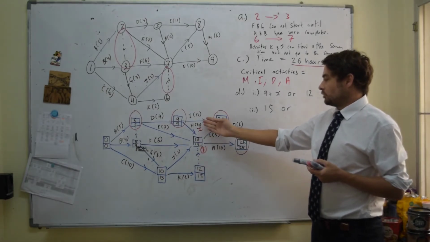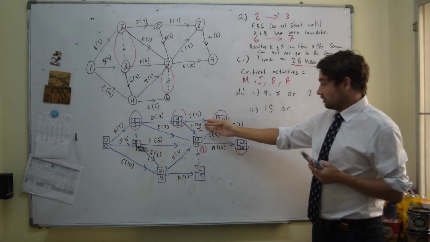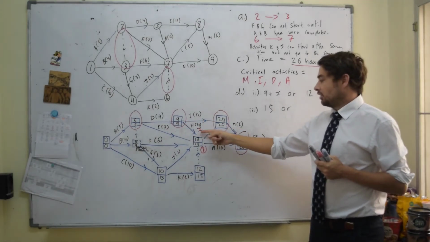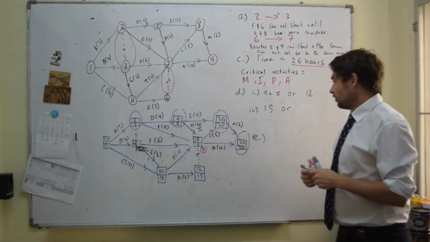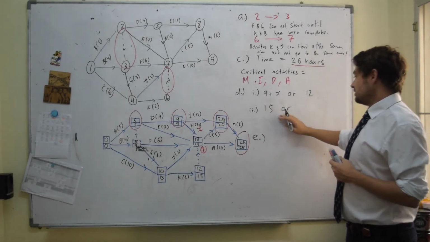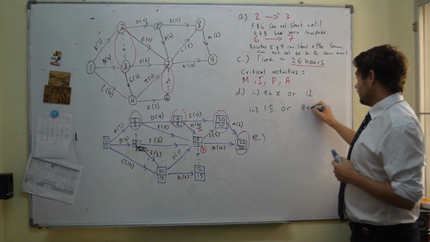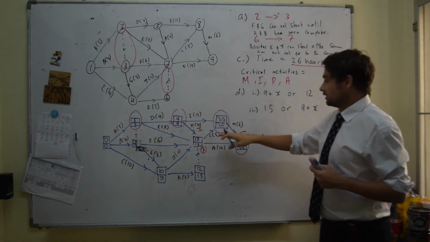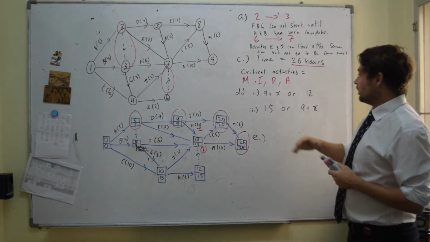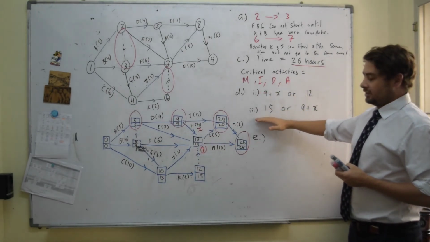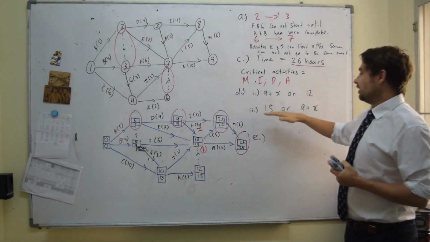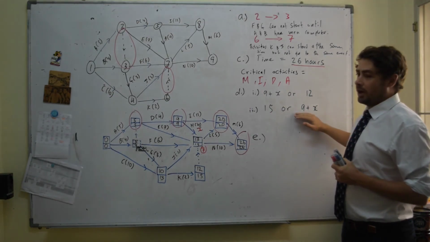For example, if H went up to say 8, then we're going to have 9 and 8 would make 17. This is going to change. So it either remains as 15, or it's going to change and it's going to become 9 plus X, whatever this value here produces. So those are our new start and late times. 9 plus X or 12 for our earliest, 15 or 9 plus X for our latest.